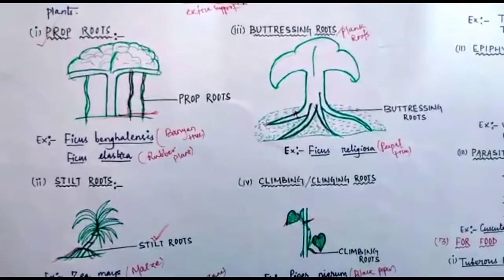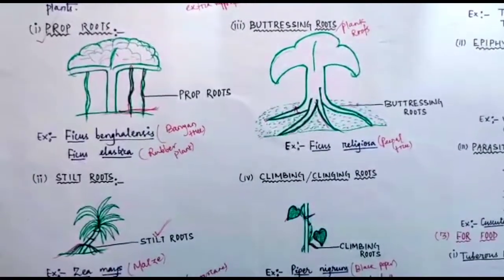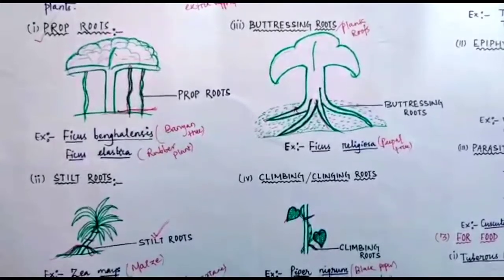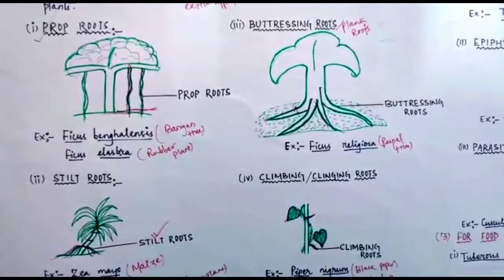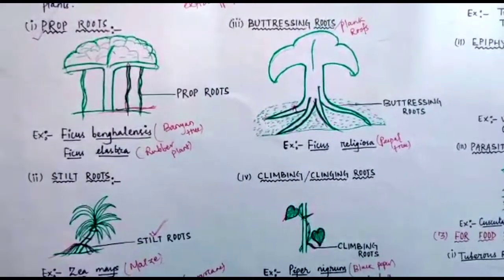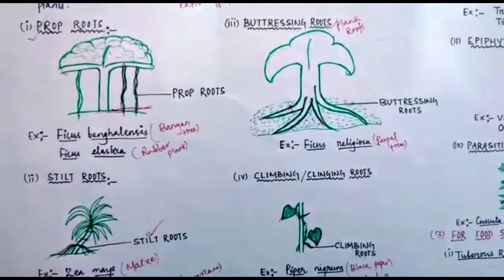So these are the 4 types of roots, that is the prop roots, stilt roots, buttressing roots and climbing roots, which provide mechanical support or additional support to the plants.